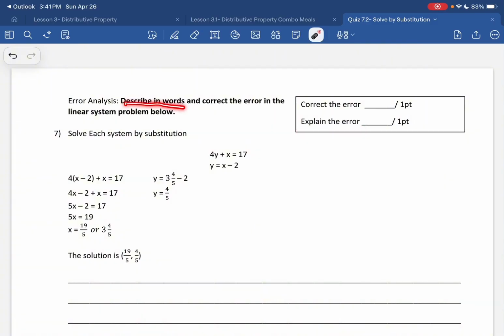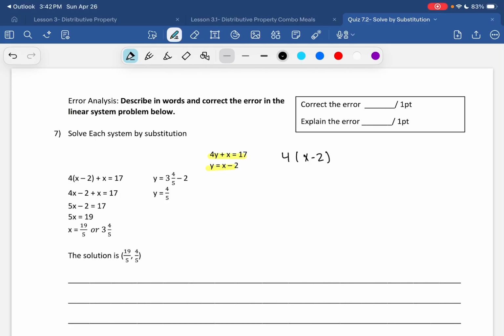So describe in words and correct the error in the linear system problem below. We're going to solve by substitution. First things first, I have my two equations here. These are the two equations I'm going to be using. And one of them already says x or y equals. So I'm going to plug in x minus 2 for y. So I'm going to have 4 in parentheses, x minus 2, plus x equals 17.